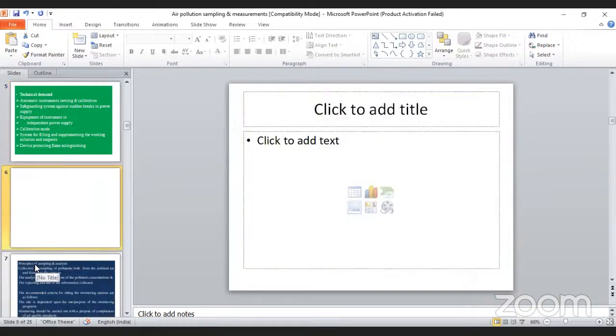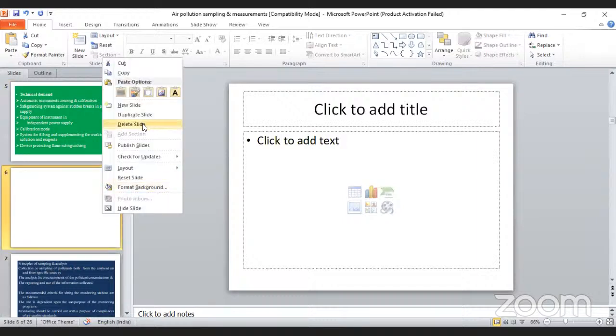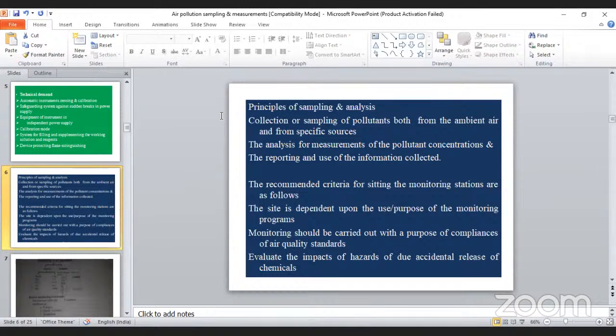Then followed by this, what is the basic principle of sampling and analysis? Why do we need to do this sampling and analysis?